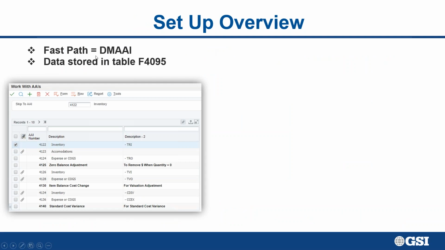Okay, so a quick setup overview. For those of you who have FastPath capability, you can just type DMAAI to get to the screen that you see here. And for those of you who are report writers and can get at the raw data, it is stored in table F4095. So here's an example of the screen when you FastPath DMAAI. Here's what you get when it comes up. You can skip to the AAI table that you want. And notice there are dozens and dozens of DMAAI tables.